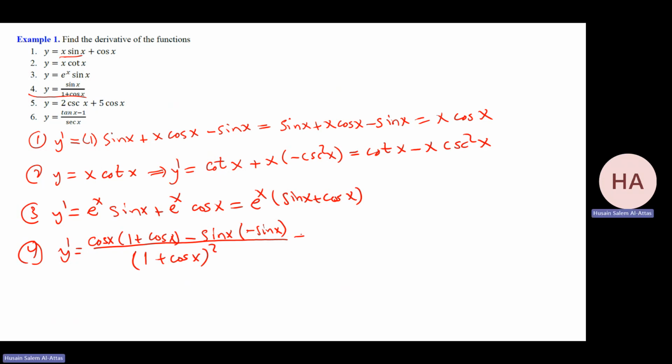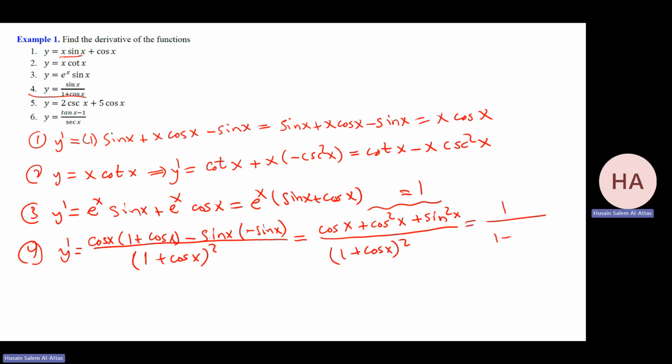Now let us do simplification. That will be cos x plus cosine square plus sine square. It's a half minus sine times minus sine. So this is 1 over 1 plus cosine x all squared. You notice this is equal to what? 1. So I have 1 plus cosine x over 1 plus cosine x squared. So the answer is 1 over 1 plus cosine x.